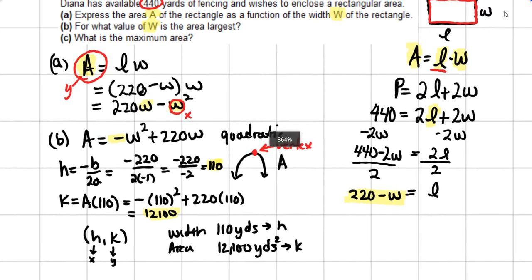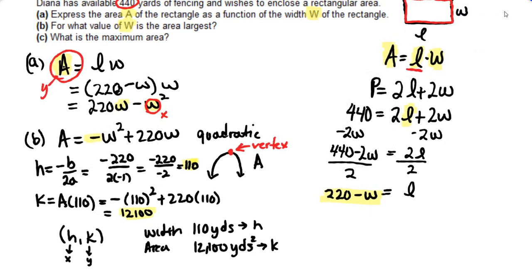So to answer the question, this is for part B and C. For what value of w is the area the largest? The area will be the largest when the width is 110 yards. And then for part C, what is the maximum area, or the largest area? The largest area will be 12,100 square yards.